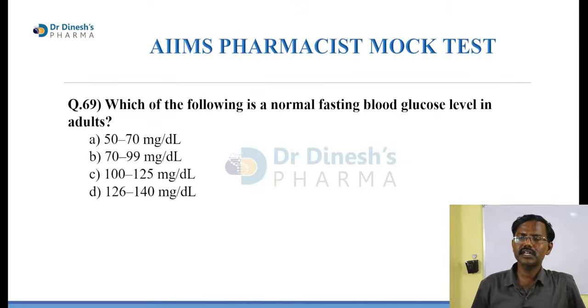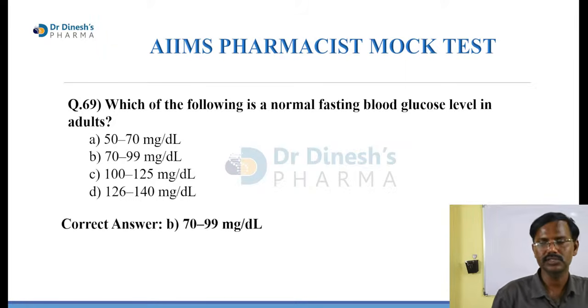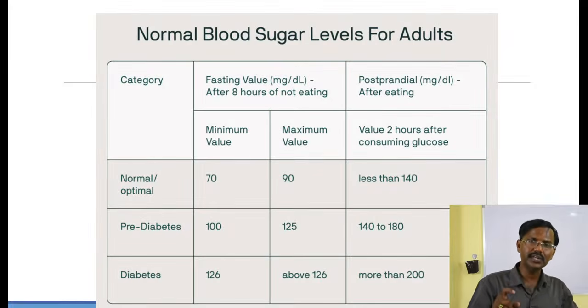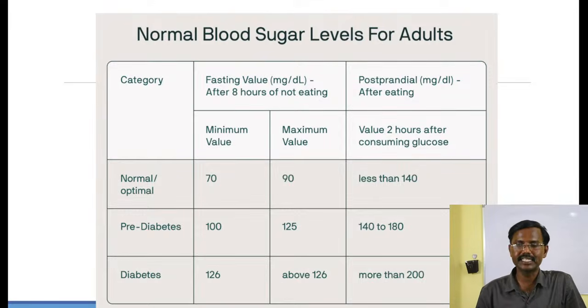Which of the following is a normal fasting blood glucose? Very simple question and confusing sometimes. So you must remember what the levels are: 70 to 90, right? And important, remember the units. What are the units for blood glucose levels? mg per deciliter, and these are the different ranges of blood glucose.